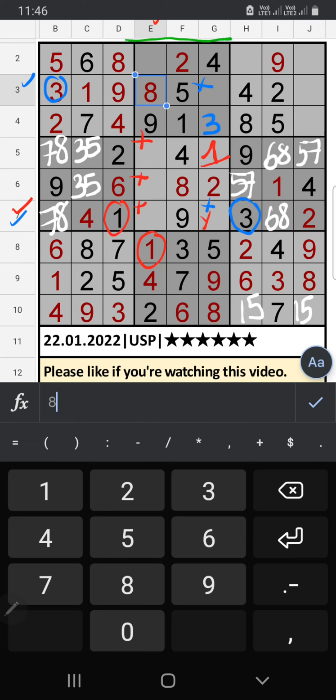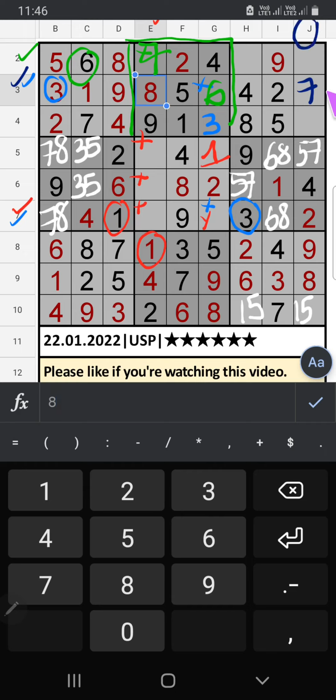In this grid only 2 numbers are remaining, 6 and 7. In the second row we have 6, so 6 can't come in this cell. 6 is confirmed here. Then 7 is here. In the third row only 1 number is remaining, 7. 7 is confirmed here.